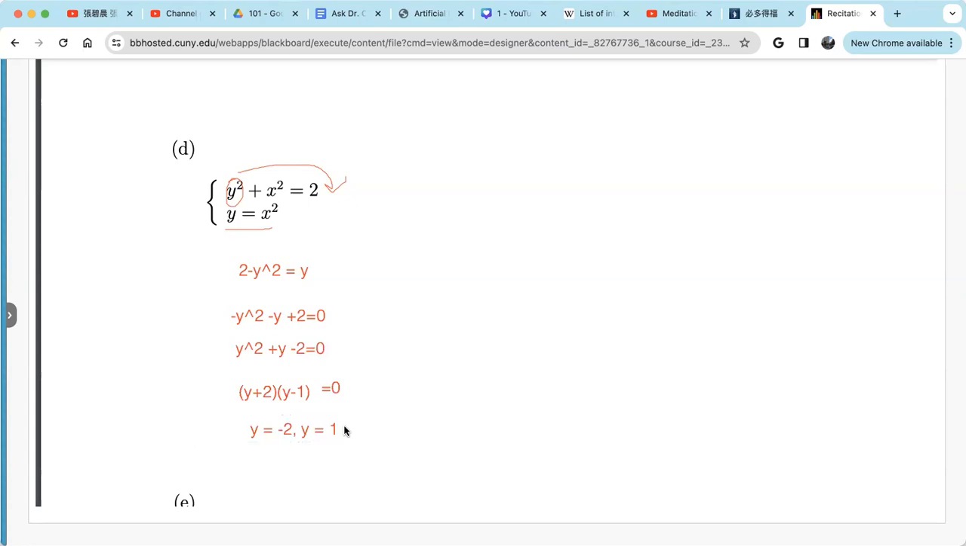If y equals 1, because we have x squared, that means x can be positive 1 or -1, two solutions, right? So 2 points: if x is 1, y is 1. If x is -1, y also is 1.